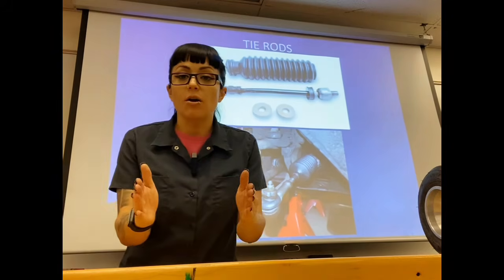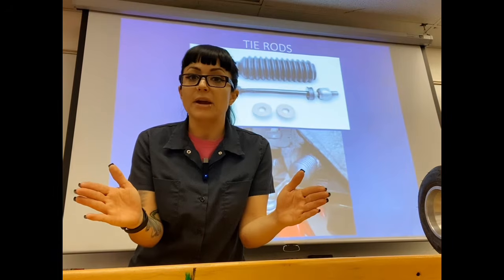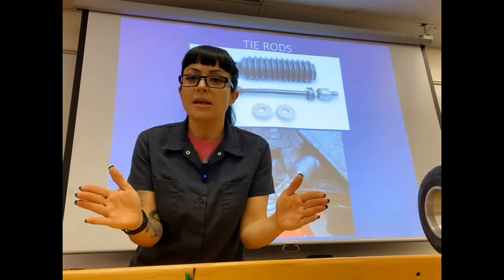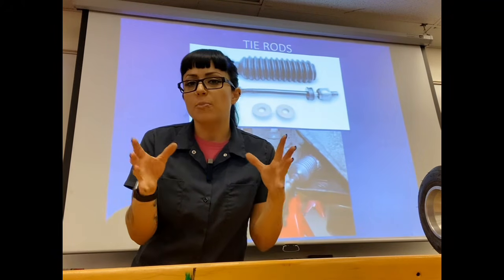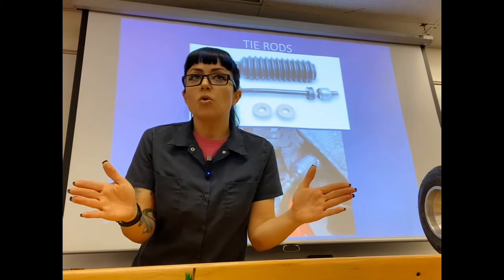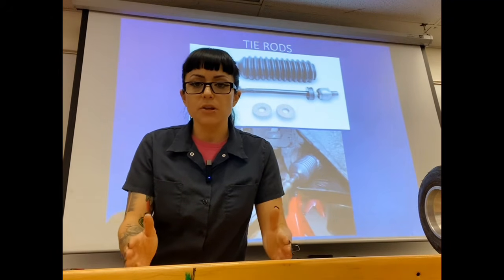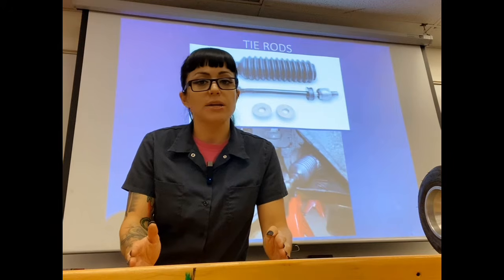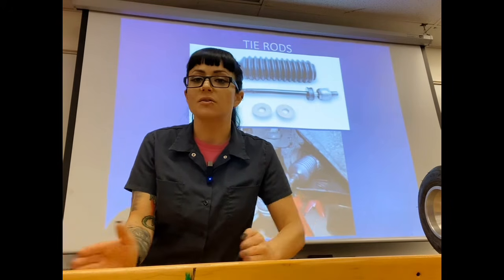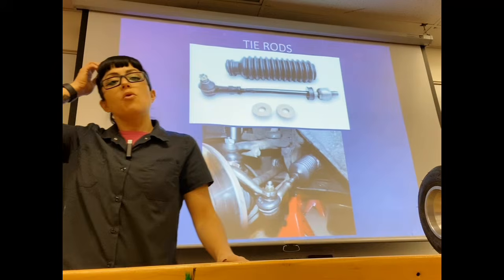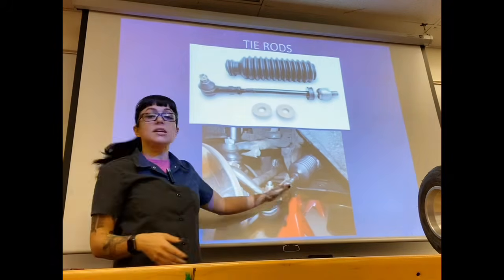What we don't want are wheels that are turning in different directions at the same time, right? We'll talk about that in the next video, but that's what we call toe. So what we want is our wheels turning perfectly straight when my steering wheel is straight. And when I turn right, both wheels will turn right. When I turn left, both wheels will turn left. So that adjustment is built into our tie rod.